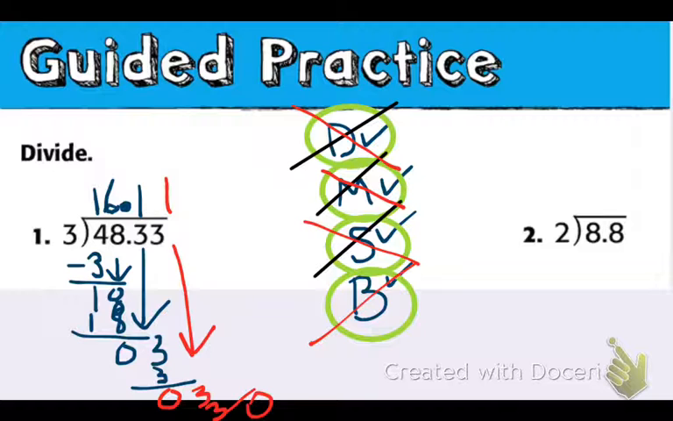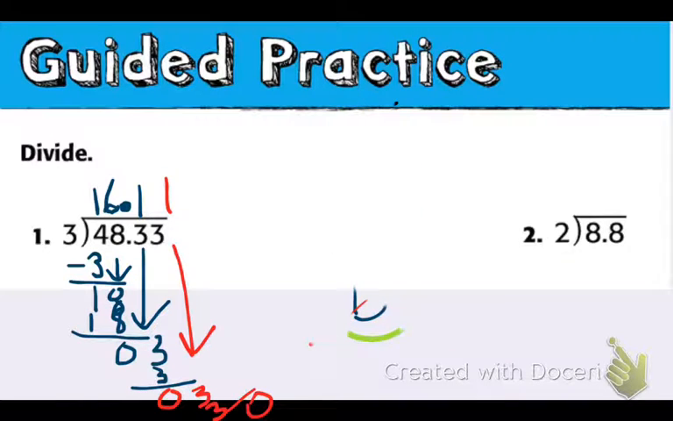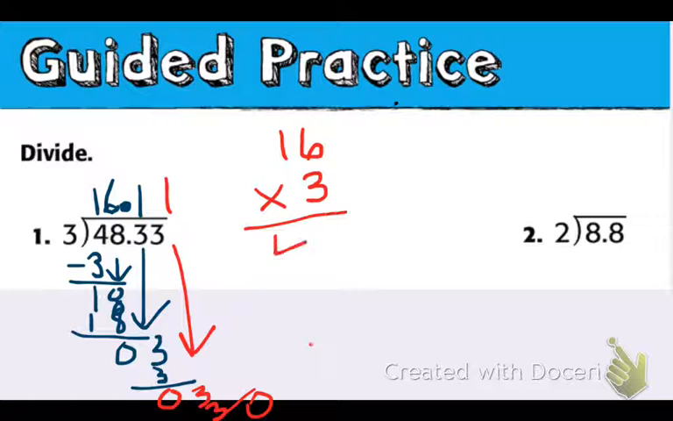I have the answer. Now I need to figure out, is it reasonable? Does it make sense? Well, I'm going to check by multiplying. My answer is close to the whole number 16, or $16. If I multiplied 16 times 3, I would get 48. And that's pretty close to the dividend. So it makes sense that my answer would be 16 11/100ths. Okay, again, step 1, we brought that decimal up. 2, we divided, multiplied, subtracted, brought down, and finally our answer is reasonable.